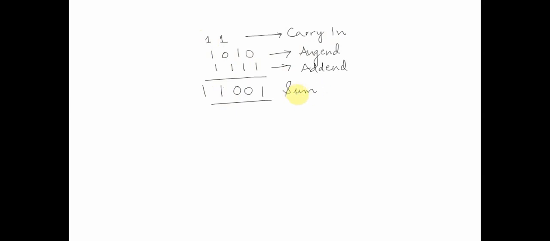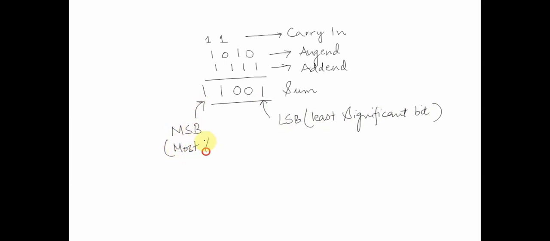If you see over here, we have the result of the addition as a third number. This is what we call the LSB, which is the least significant bit, and this is called the MSB, the most significant bit.